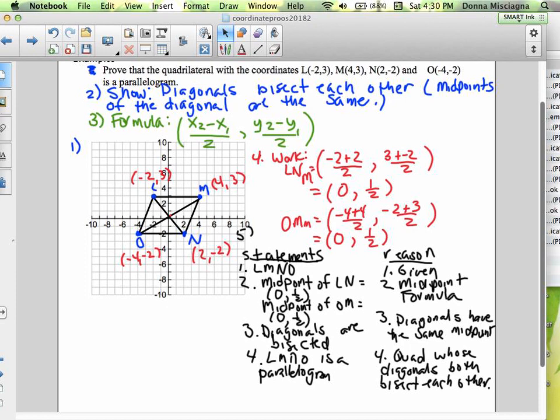These are not extraordinarily long proofs, right? We start with our given. Then we go to our work. Your reason is always going to be, is it slope formula, is it midpoint formula, is it distance formula? All depends on what the proof is. Here, we proved that the diagonals have the same midpoint, so we use the midpoint formula. Because they have the same midpoint, these diagonals bisect one another. That makes it a parallelogram, because a quadrilateral whose diagonals both bisect each other is a parallelogram.